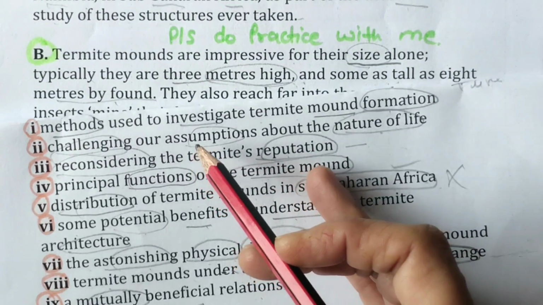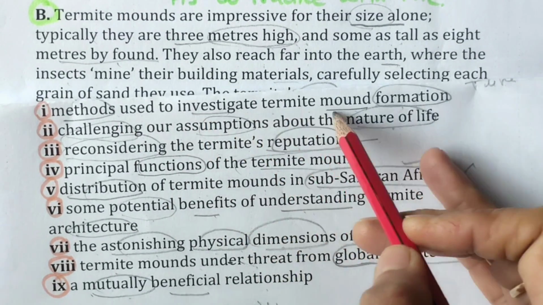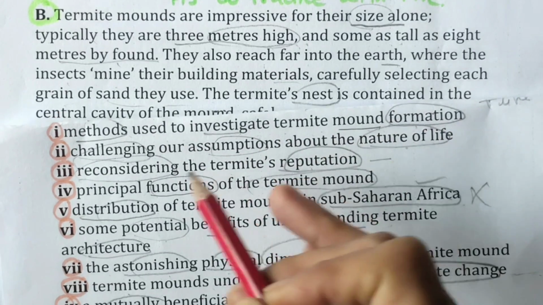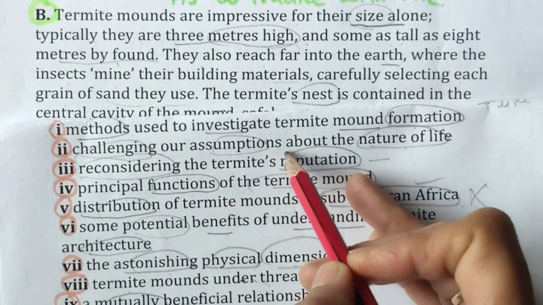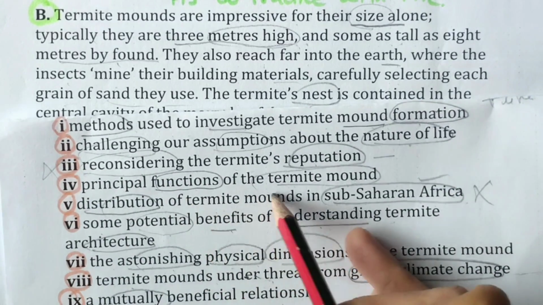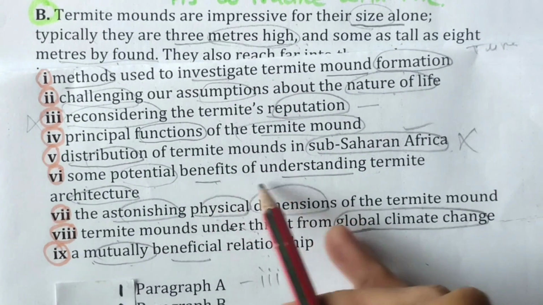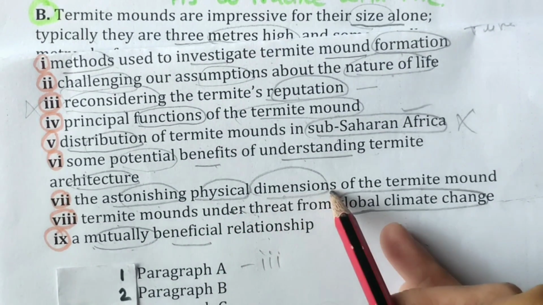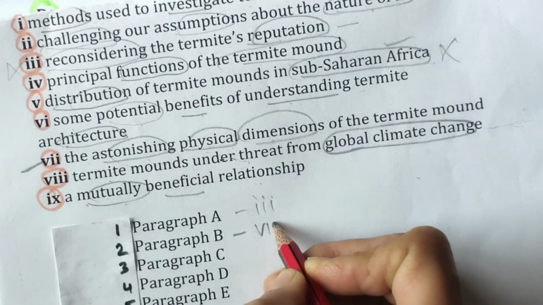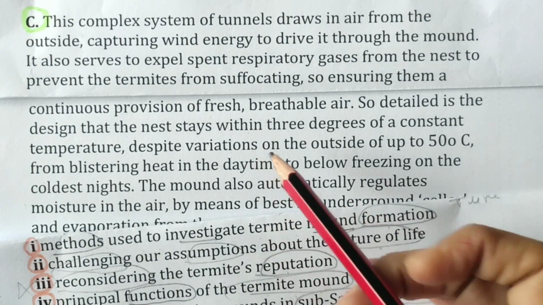So let's read it a little, one by one. We will find methods used to investigate. No, methods they are not talking about, used to investigate termite mound formation. No. Challenging our assumption, nature of life is not there. Reconsidering, that we have selected. Principal function of, no. Distribution of this, some potential benefit. Astonishing physical dimensions of termite mound, we can select this one. Okay, now C number paragraph. Here this is C number paragraph.